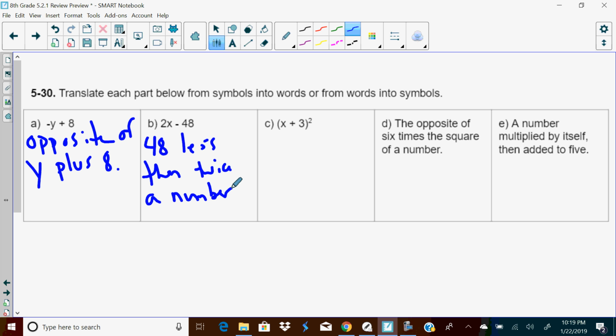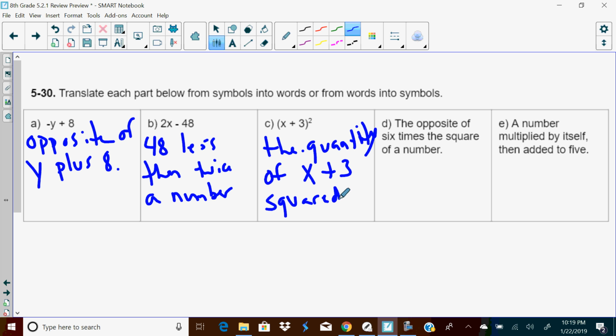Could represent B. You could say 2 times x minus 48. That'd be fine too. The quantity of x plus 3 squared. For D, it says the opposite of 6 times the square of a number. So -6 times x squared. E, a number times itself, which is x squared, and then added to 5, so plus 5.